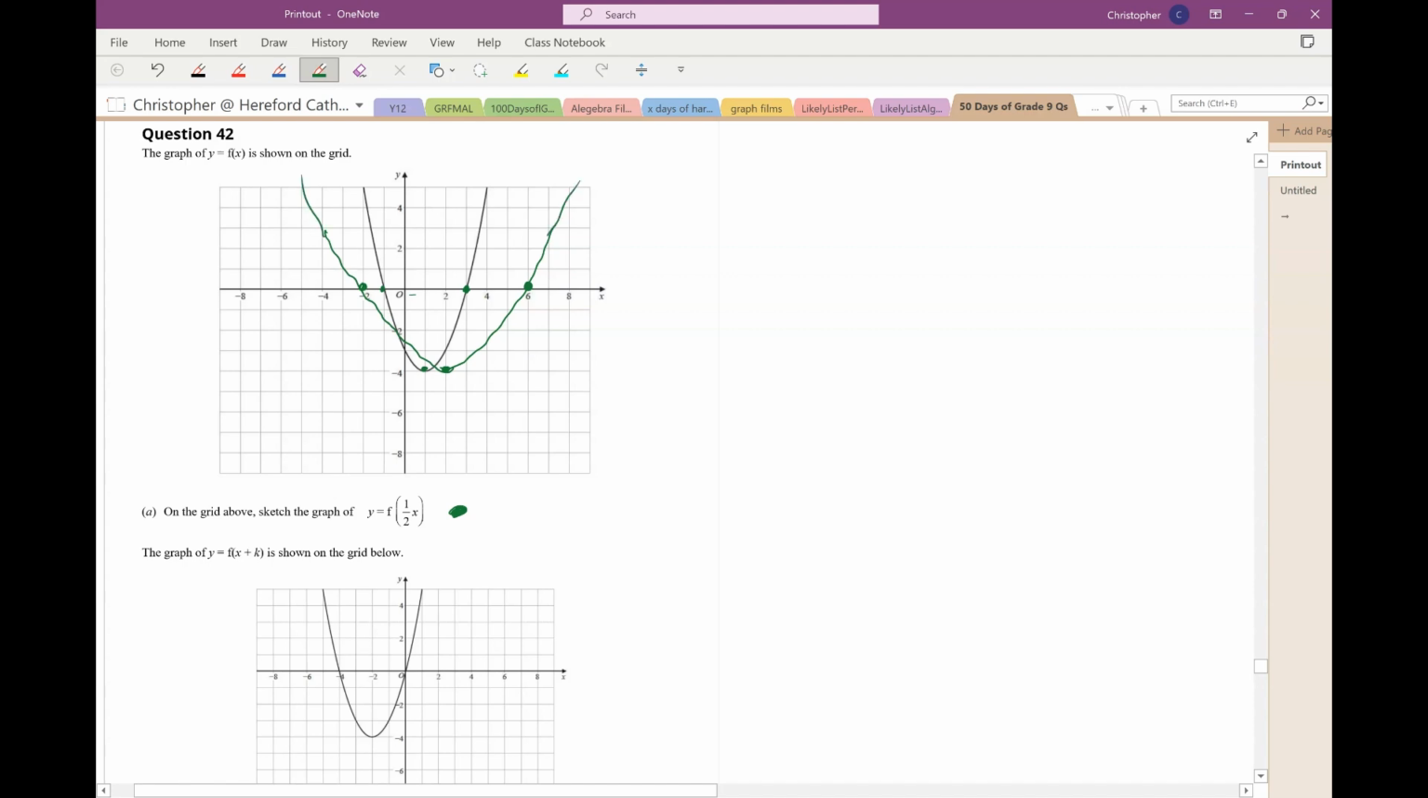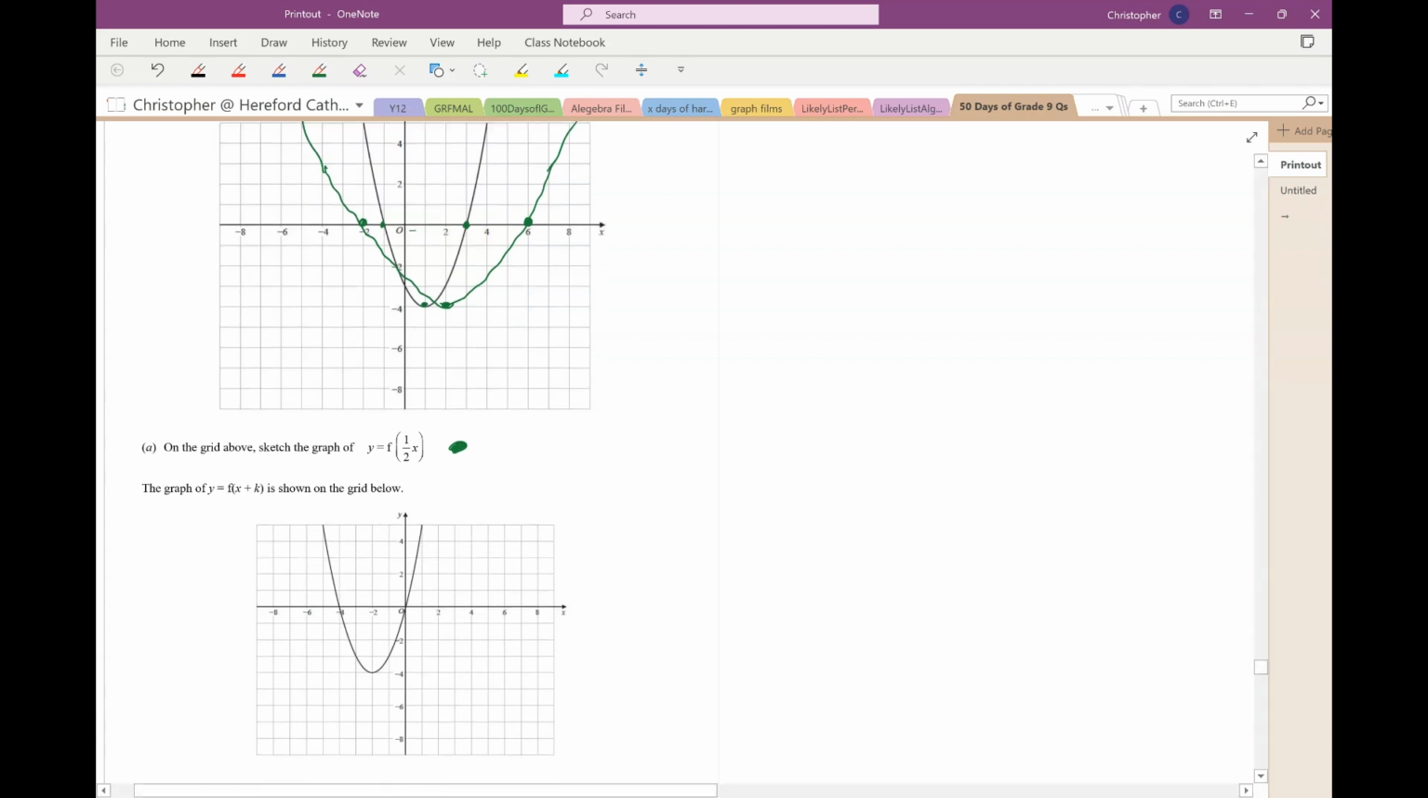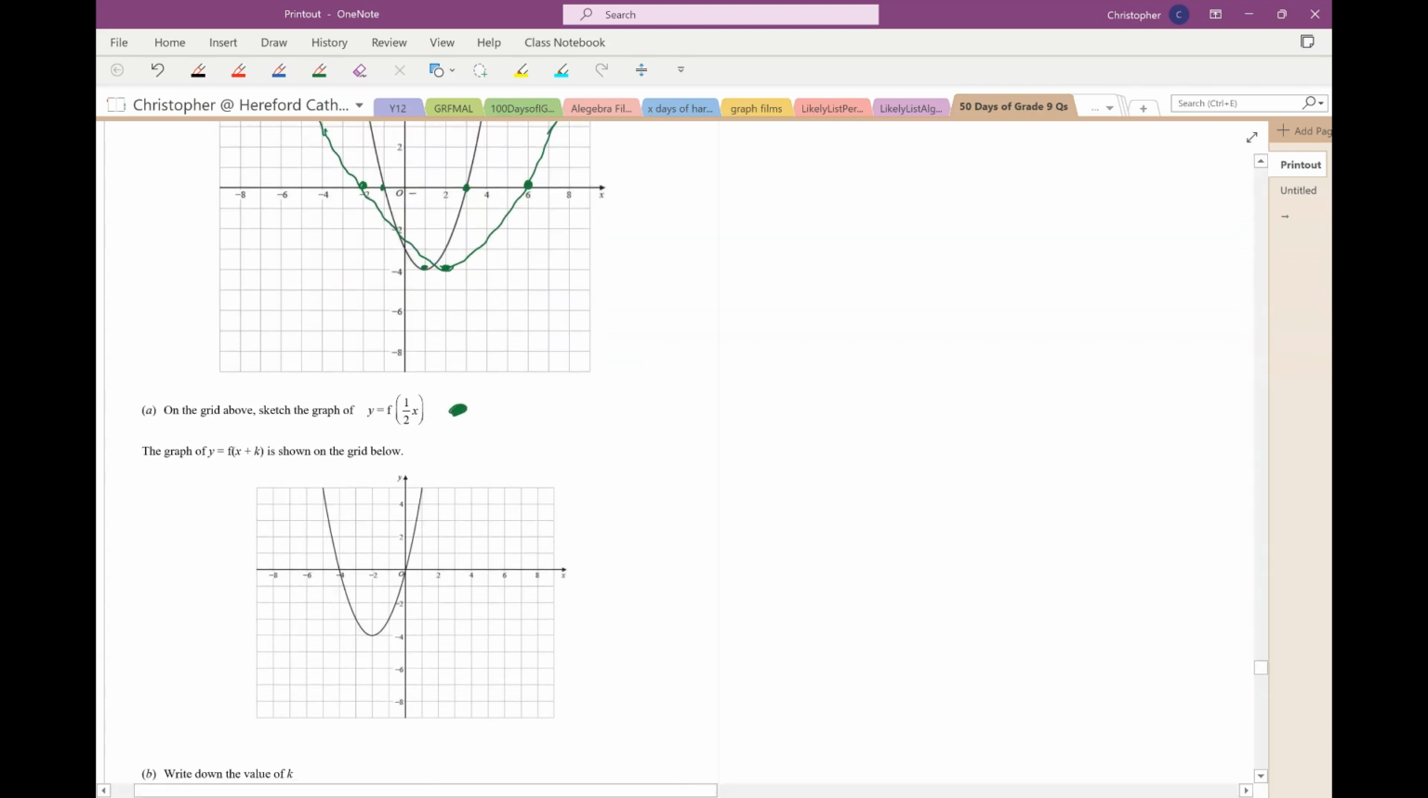Right, part B. The graph of y equals f of k plus x is shown on the grid below. Write down the value of k. Right, well, here's the original. Let's just draw on the original.